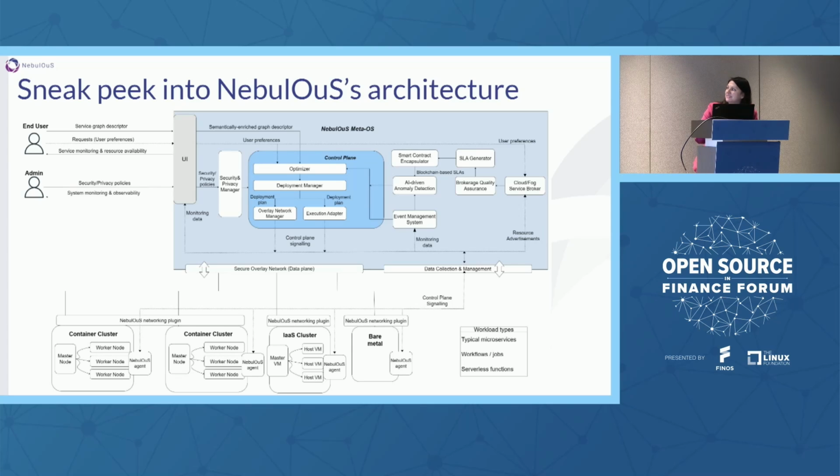Here, it's really hard to read directly what it is, but I will try to explain a little bit. This is the architecture of NebulOuS. It's built entirely on a microservice architecture. The key components, called the control plane, are the optimizer, which handles optimization of resource usage, and the deployment manager, which handles deployment of components on specific types of infrastructure. In addition, NebulOuS provides a full messaging and metric handling system called EMS.